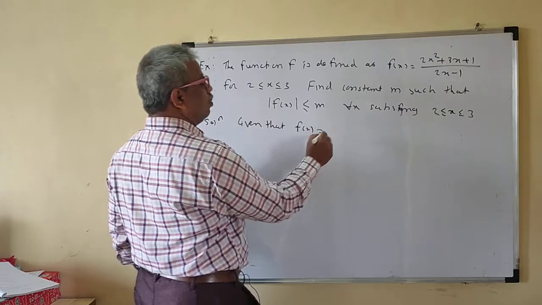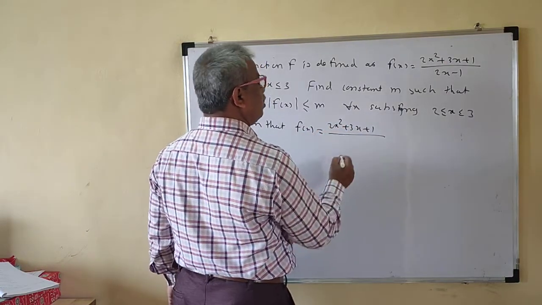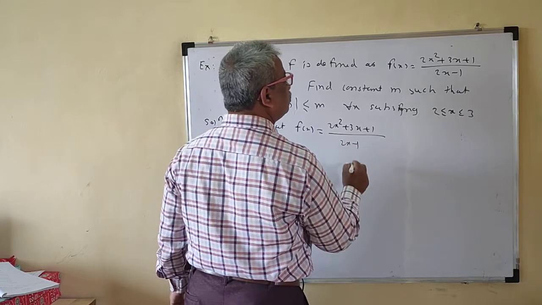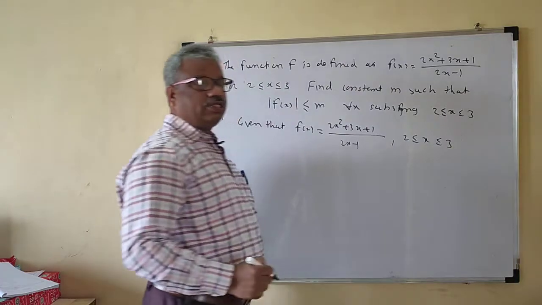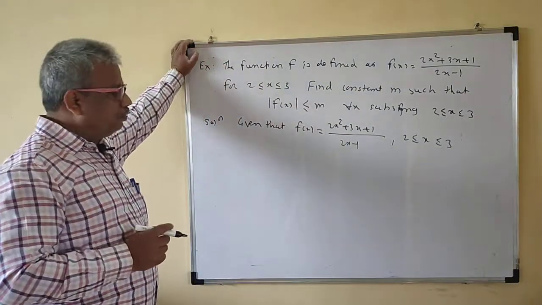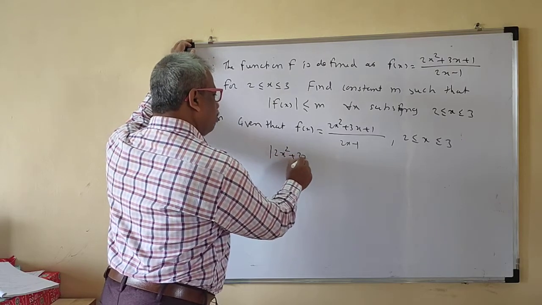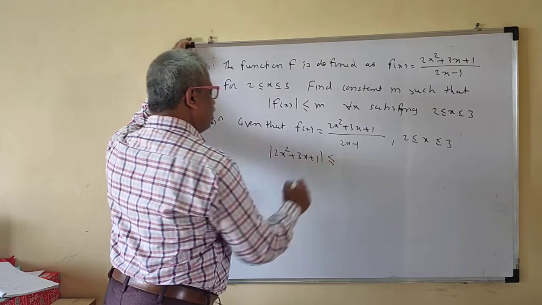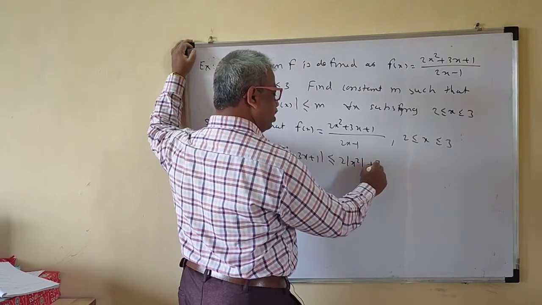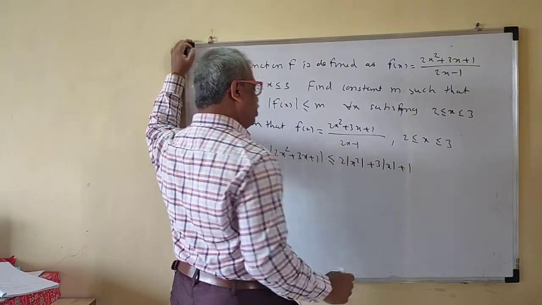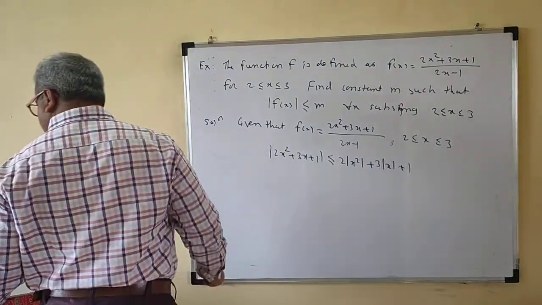Given that f of x is equal to whatever the function is given, just write it as it is, upon twice x minus 1. Okay, so 2 less than or equal to x less than or equal to 3. The range of this x is given to you. Okay, so I will write mod of twice x square plus 3x plus 1. This is less than or equal to 2 into mod of x square by triangle inequality, plus 3 into mod of x plus 1. Okay, so now this will be what your x is.